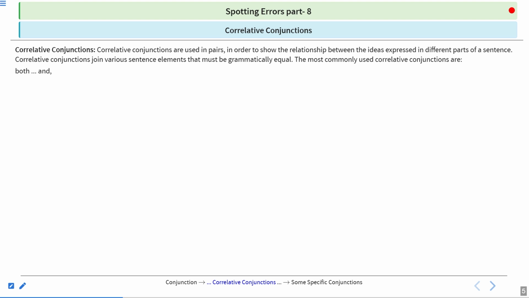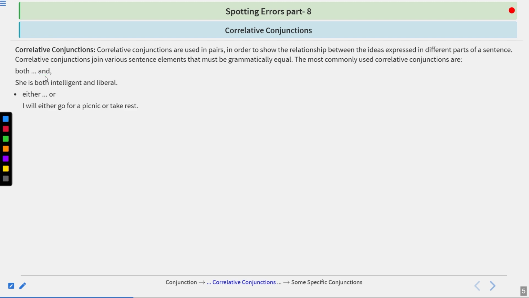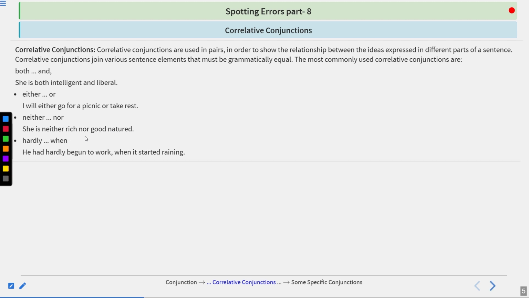The most commonly used correlative conjunctions are both and. Example: she is both intelligent and liberal. So here we have used a correlative conjunction which is both and. So and comes with both here. Either or is a correlative conjunction. I will either go for a picnic or take rest. Neither nor: she's neither rich nor good natured. Hardly when: he had hardly begun to work when it started raining. So all these are correlative conjunctions.